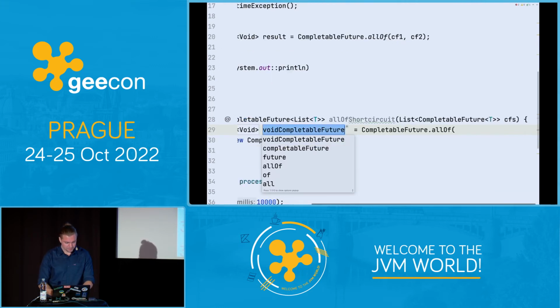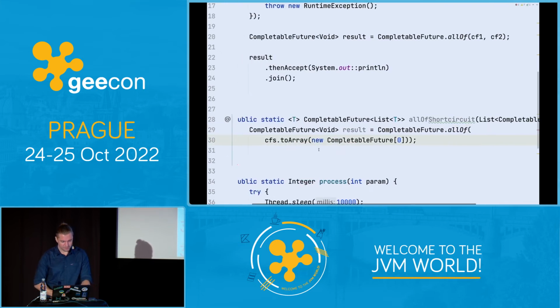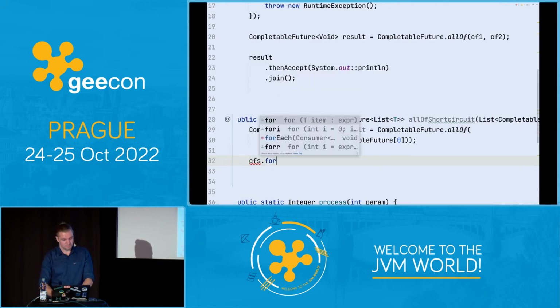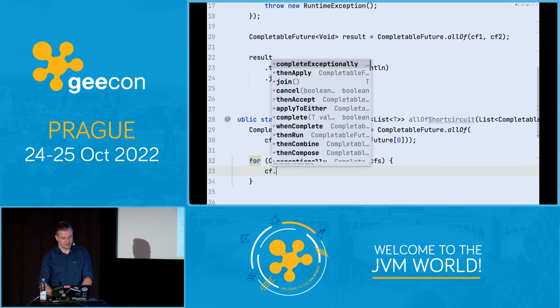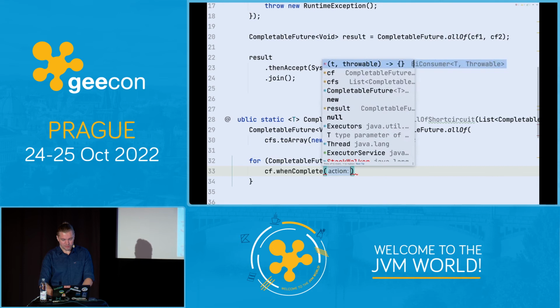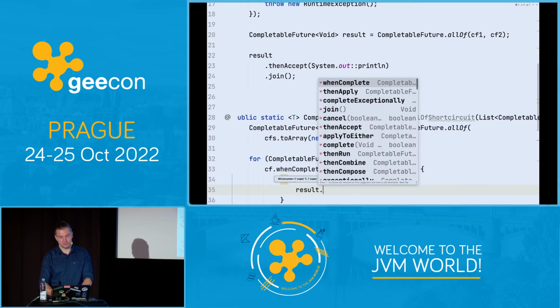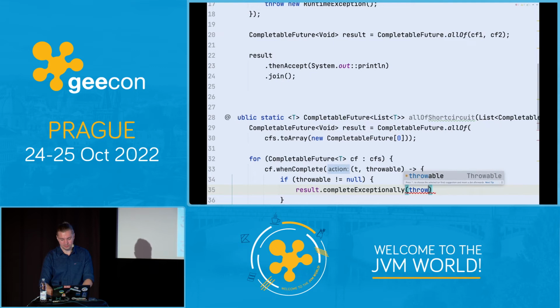Anyway, so here's our result with the void. And now we need to introduce short-circuiting, and we need to get rid of that void. We can introduce short-circuiting in a very easy way, because futures can be completed manually, which means that we can simply iterate over all the original futures and say, when that particular future completes with an exception, just complete the original future using that exception.